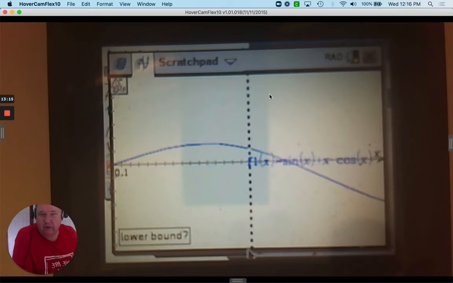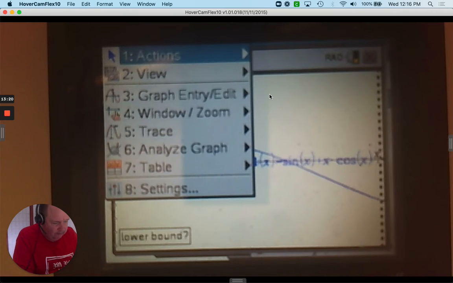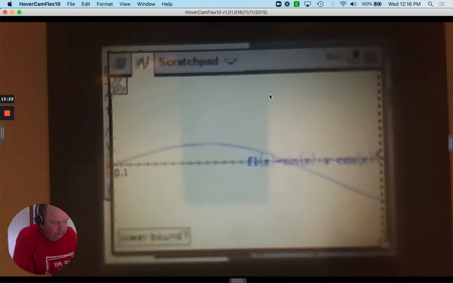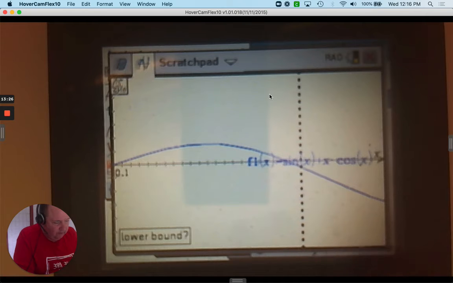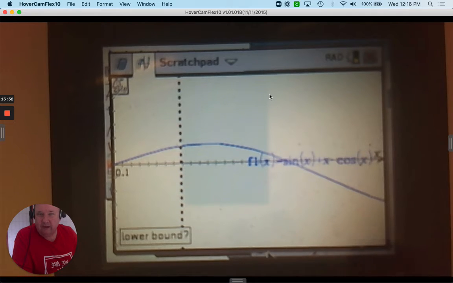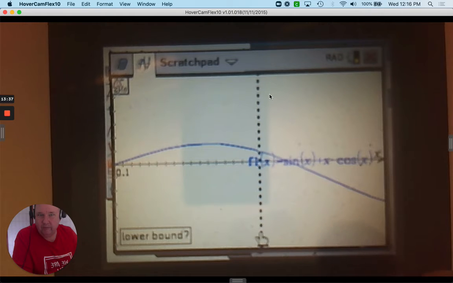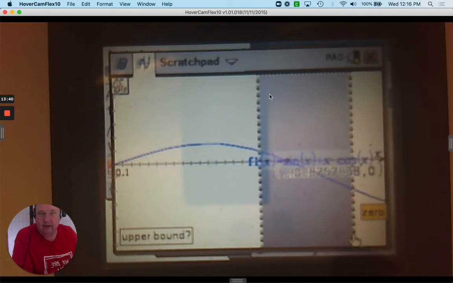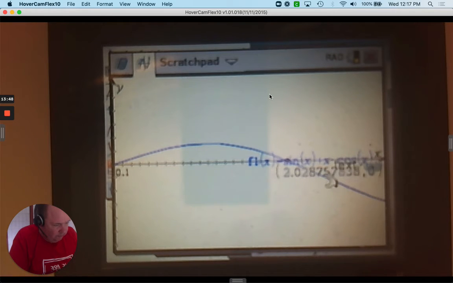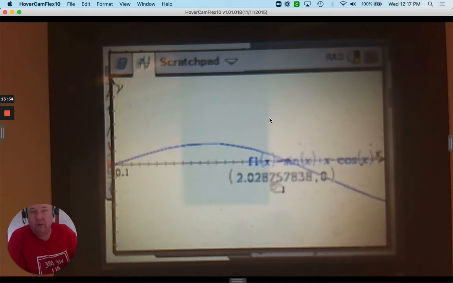So there's the lower bound. Oh, let's try it again. One more time. I want to analyze it. I want to find the 0. So to the left of it. There it is. I don't know why it's acting up on me. And then highlight over. Finally, it's right there. So it's 2.028. It's a maximum right there.